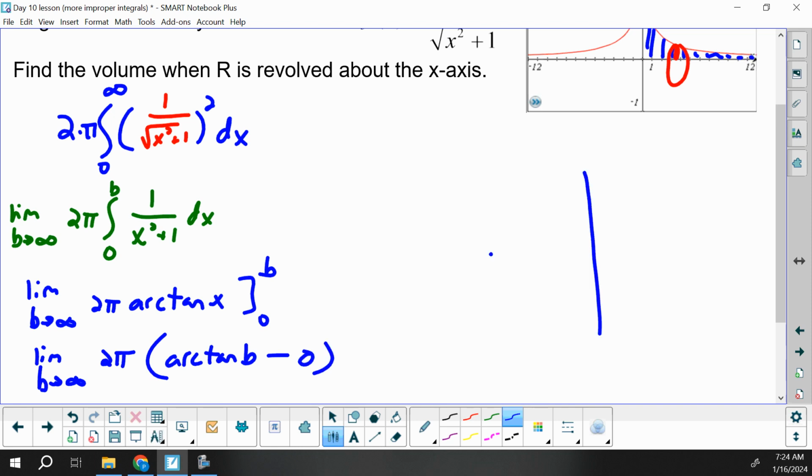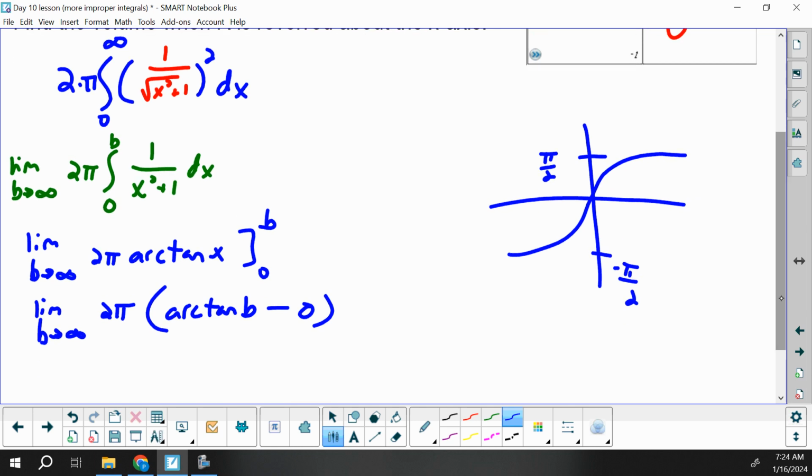We had it on our homework one slide, but remember this is going to pi over 2 when we go to infinity, and negative pi over 2 when we go to negative infinity. So as b approaches infinity, that first term is just going to be pi over 2. So we'll have 2 pi times pi over 2, which will eventually give us pi squared. So this volume will be bounded. It will converge to a volume of pi squared. If we had an infinity involved at all in our answer, then we would say that it diverged.